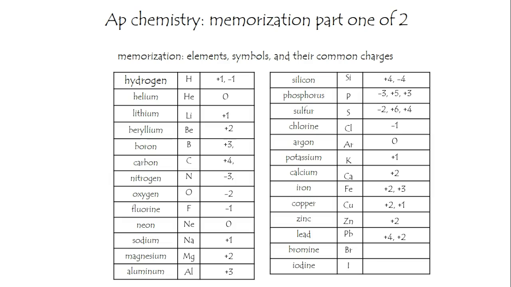Lead is +4 and +2. Bromine is typically -1, and iodine is typically -1 as well. Be aware that the halogens can do fancier things. I think that's enough. Let's do part 2 in the next slide.